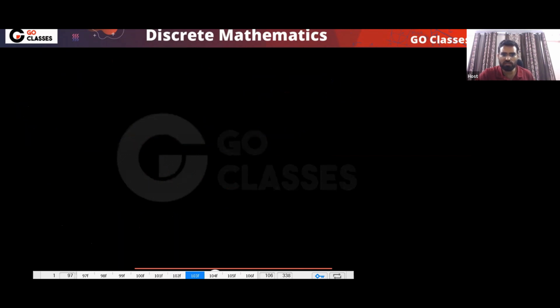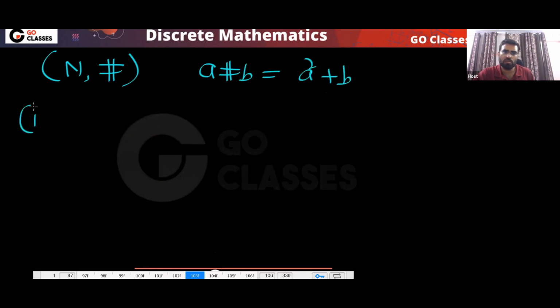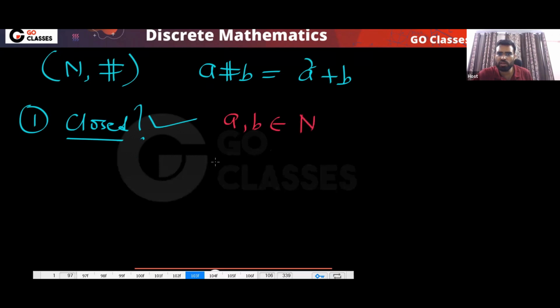Now tell me, is it closed? This new operation I have defined on the set of natural numbers, is this closed? Yes, this is closed, because if you take any two natural numbers, a comma b, then a square is a natural number, right? Agree? So a square is also a natural number, and if a square is a natural number, then a square plus b is also a natural number. So I can say this is closed.